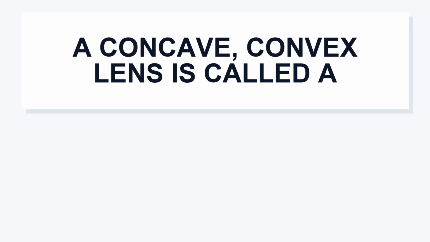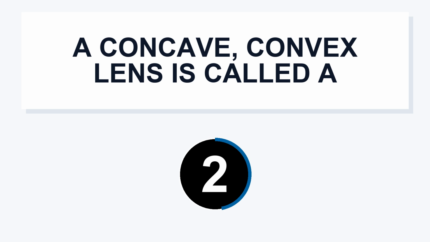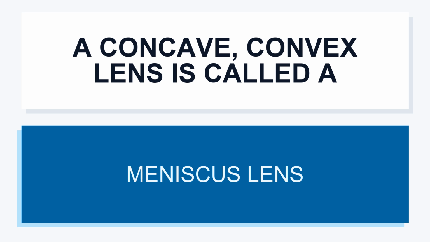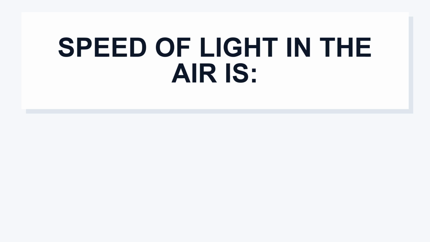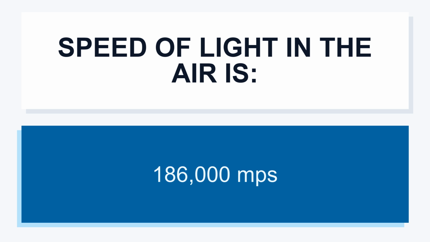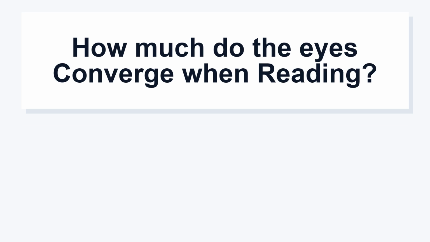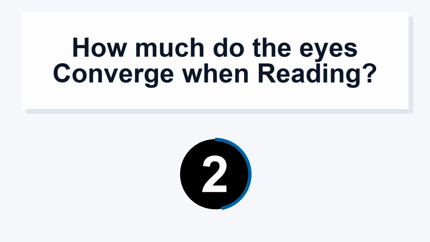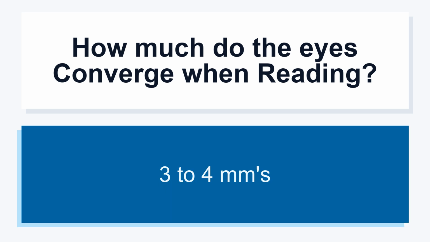A concave convex lens is called a meniscus lens. Speed of light in the air is 186,000 mph. How much do the eyes converge when reading? 3 to 4 mm.